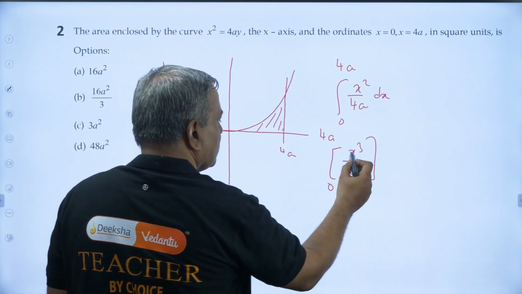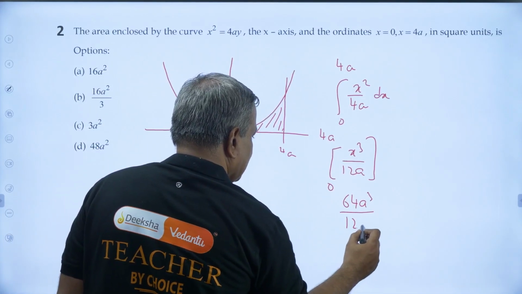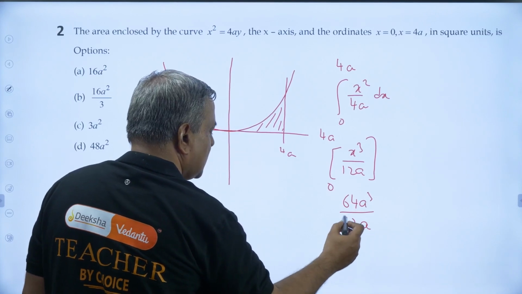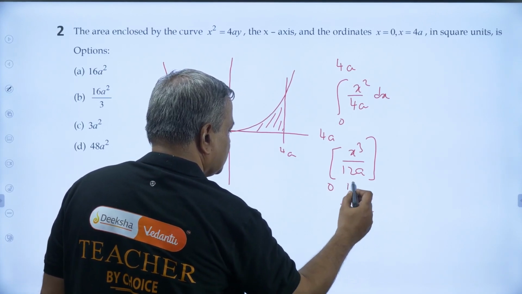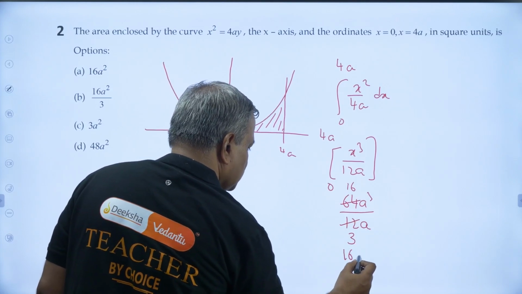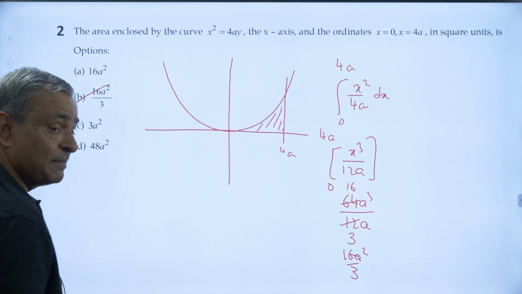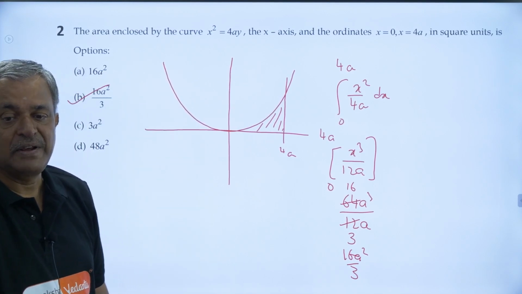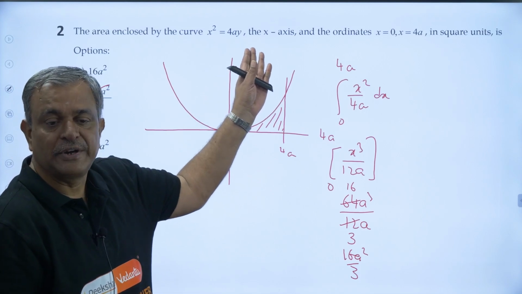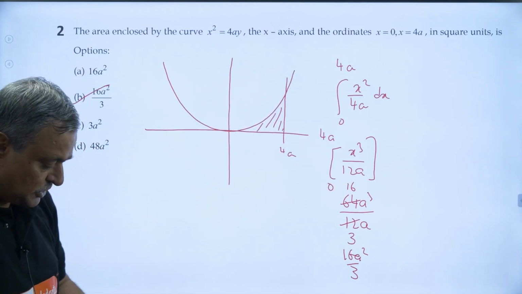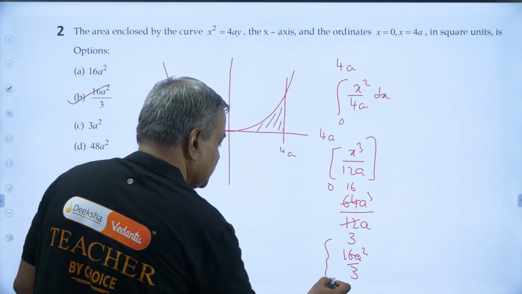So 4 cubed is 64. 64a cube by 12a. So this can be written as 4 3s are 12 and 4 16s are 64, so 16a square by 3. 16a square by 3, remember it as a result. Why? This result will be useful. Tomorrow they'll ask you x square is equal to 22y, so directly you can substitute it. So 16a square by 3 is a result.